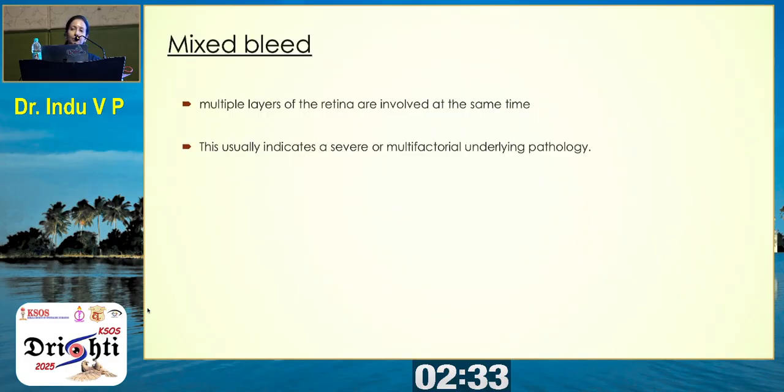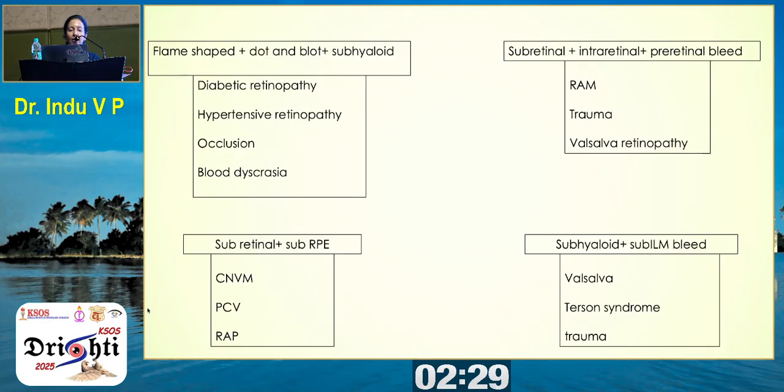Mixed bleeds: when bleeds happen in multiple layers of the retina, it is called a mixed bleed. For example, you can have both flame-shaped as well as dot and blot hemorrhages in vascular disorders like diabetes, hypertension. You can have all layers bleed, that is subretinal, intraretinal, and preretinal bleed, specifically in conditions like RAM and trauma, as well as in Valsalva retinopathy.